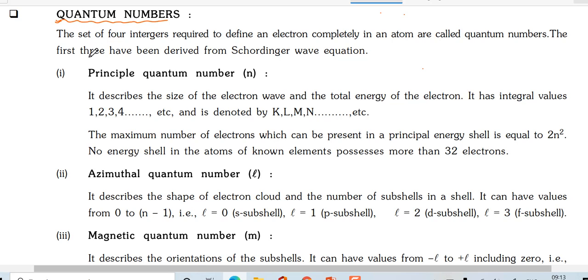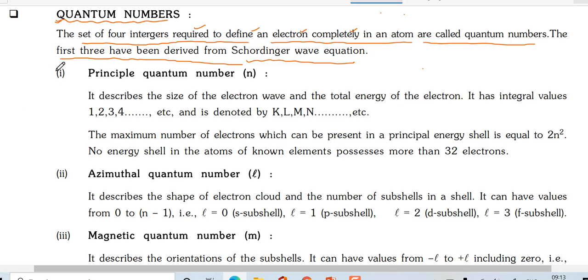Quantum numbers are nothing but a set of four integers required to define an electron completely in an atom. The first three have been derived from the Schrödinger wave equation. What is the Schrödinger wave equation? We discussed it in another video, a small video.